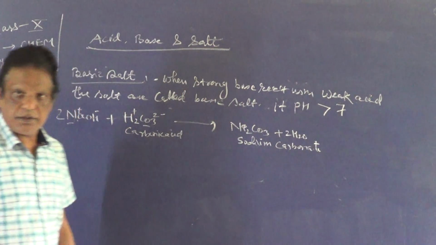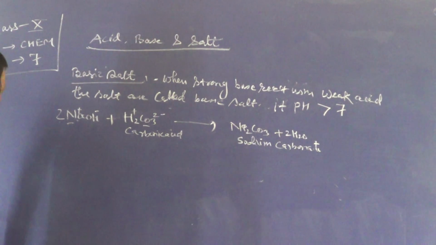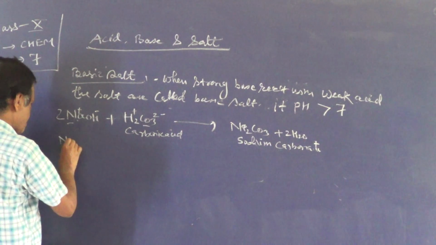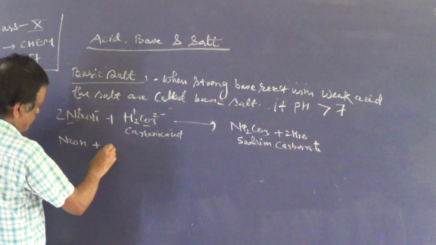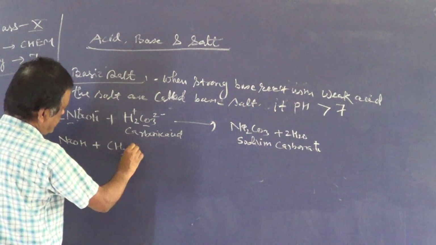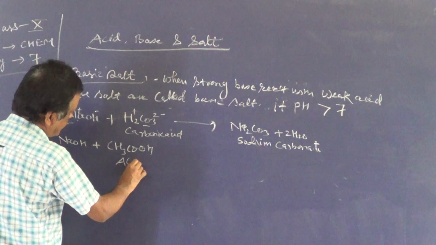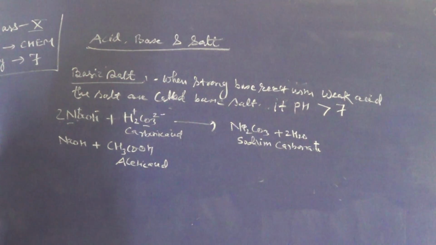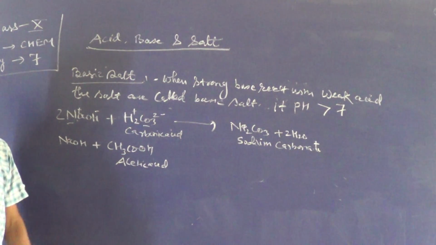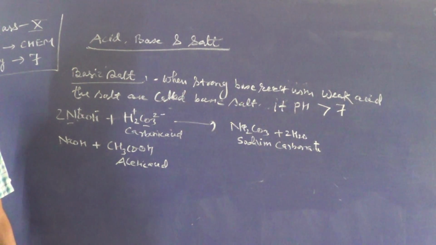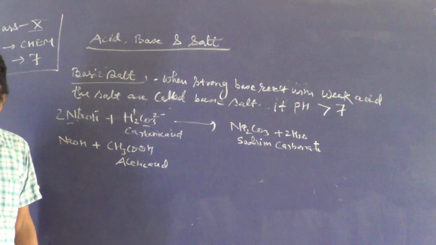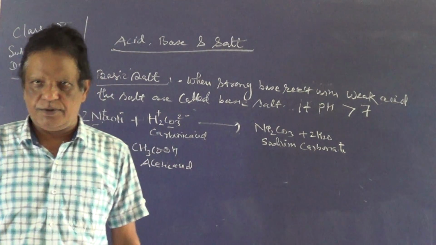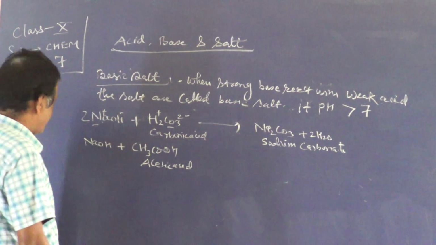Now another example: a strong base NaOH and a weak acid, acetic acid. Do you know acetic acid is a weak acid? Its chemical formula is CH3COOH. The IUPAC name is ethanoic acid. It is used in vinegar and in pickles also, as a preservative for pickles. Pickle में vinegar डाला जाता है. So this is called acetic acid.